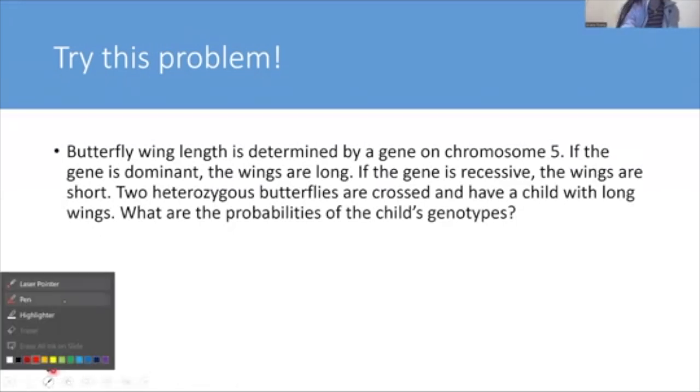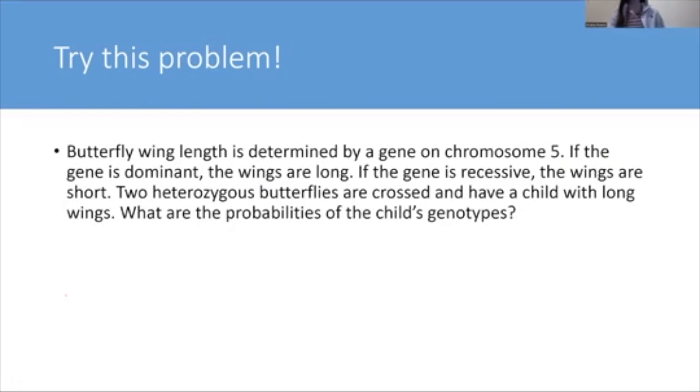So I tell you that butterfly wing length is determined by a gene on chromosome 5. If this gene is dominant, the wings are long, and if the gene is recessive, the wings are short. Two heterozygous butterflies are crossed and they have a child with long wings. What are the probabilities of the child's genotype?